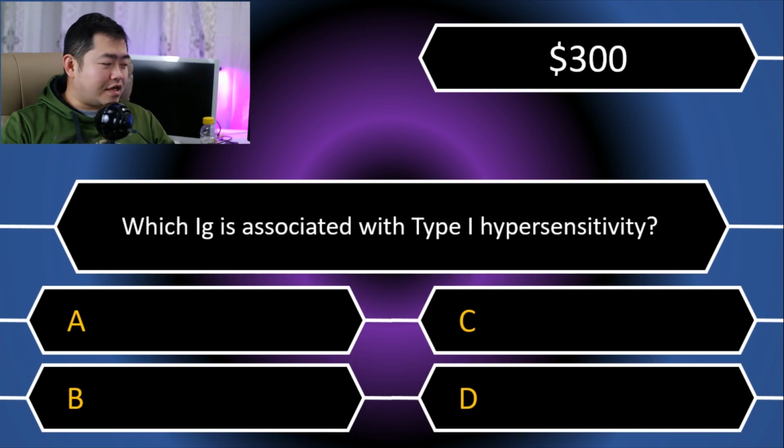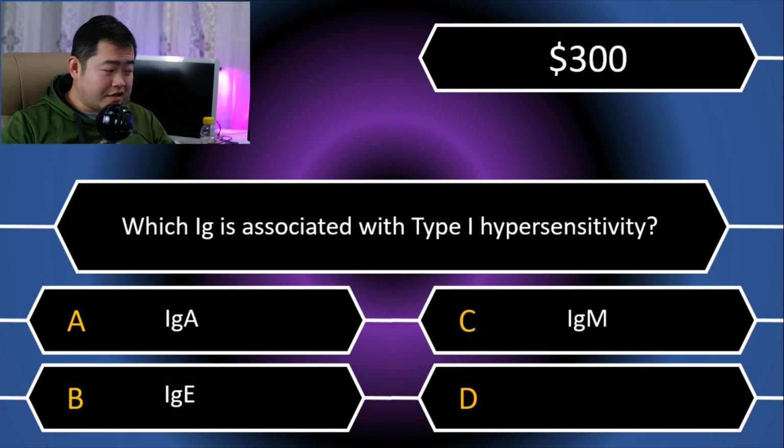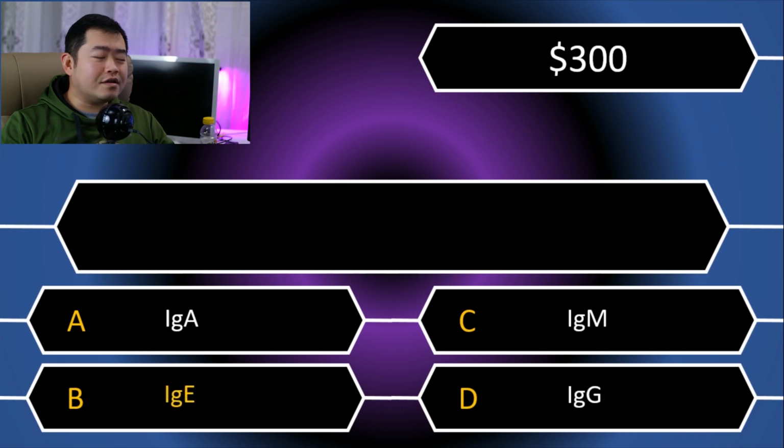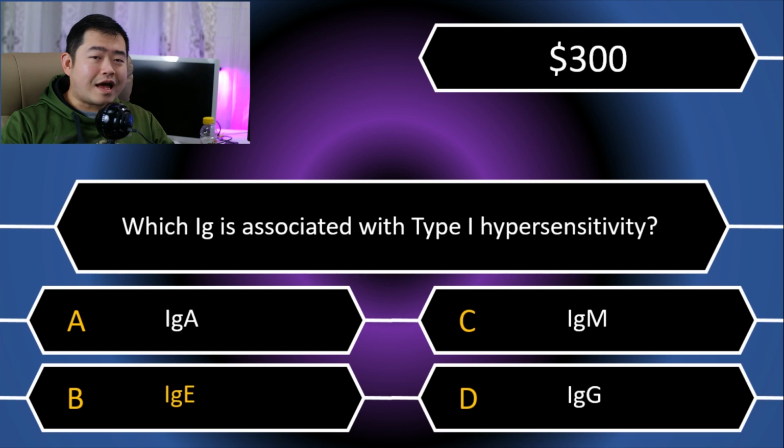Let's move on to the $300 question. Which Ig is associated with type 1 hypersensitivity? Now, it is all related to type 1 hypersensitivity as a recap from the earlier lecture. A. IgA, B. IgE, C. IgM, and D. IgG. Alright, what is your final answer? This one I don't think is that bad, right? You're very quick. You said it. It is IgE. Alright, good job.